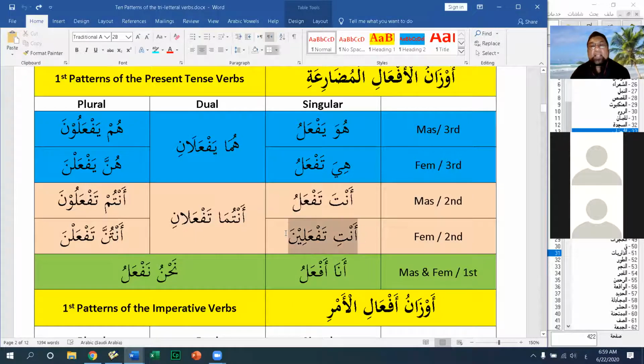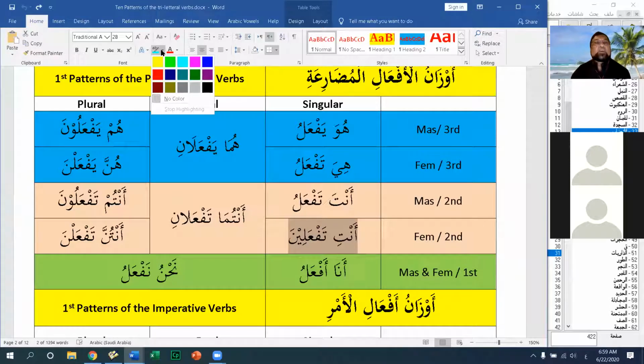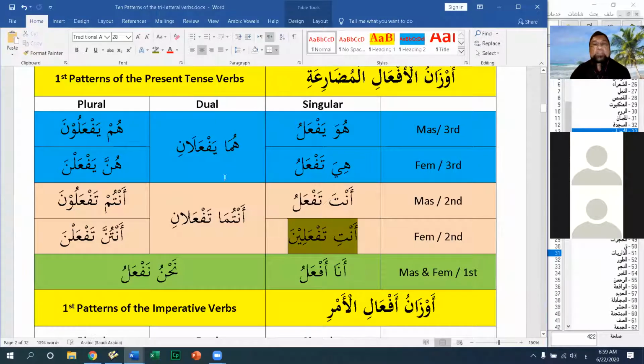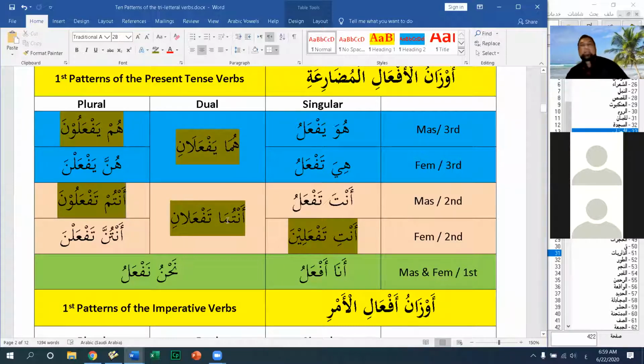تفعلين. I'm going to highlight these. Take a color that is different from everything that I've used so far. So let's say gold maybe. So we take تفعلين, يفعلان, تفعلان, يفعلون, and تفعلون. These 5 forms of the verb ending with noon.